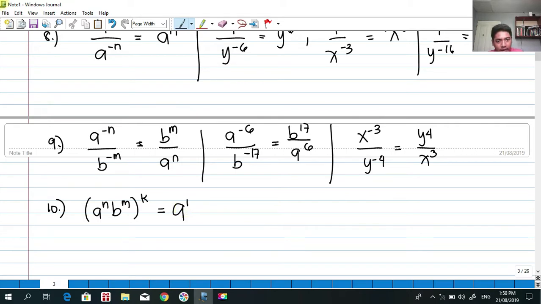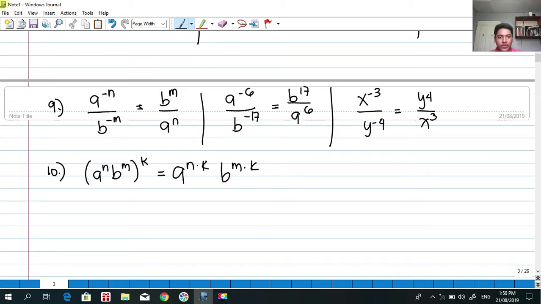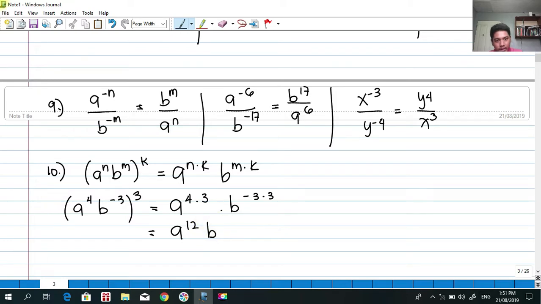So a raised to n, since this is raised to a certain integer k, we should multiply it by k, so n times k, and also the b raised to m should be multiplied by k also. So if we have here an example, a raised to 4 times b raised to negative 3, all raised to the cube, to 3. So what will happen is a raised to 4 times 3 multiplied by b raised to negative 3 times 3. So what will happen is a raised to 12 multiplied by b raised to negative 9.